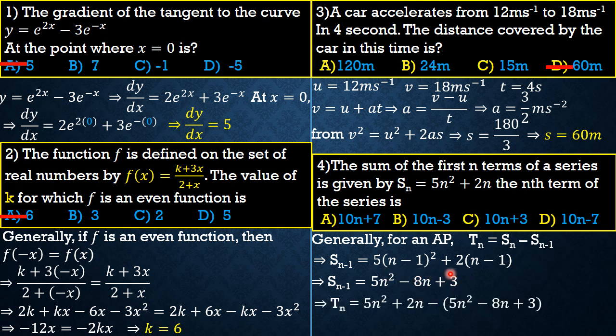Guys, that therefore implies our Tn now, which is what we have been asked to find. From this, our relation is equal to what? Sn minus Sn minus 1. What is Sn, guys?